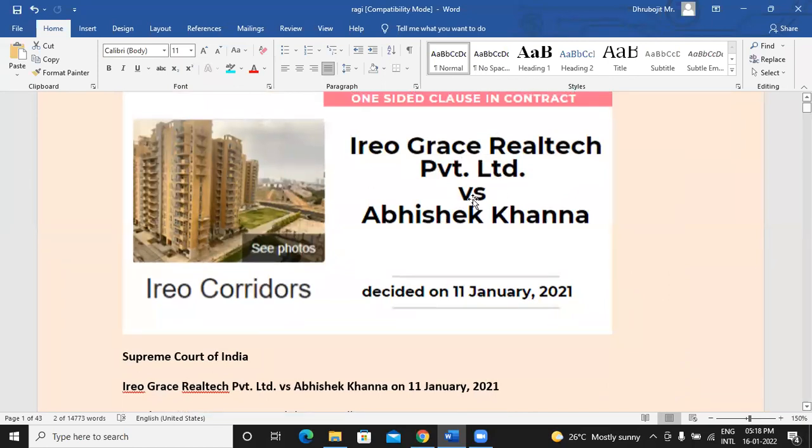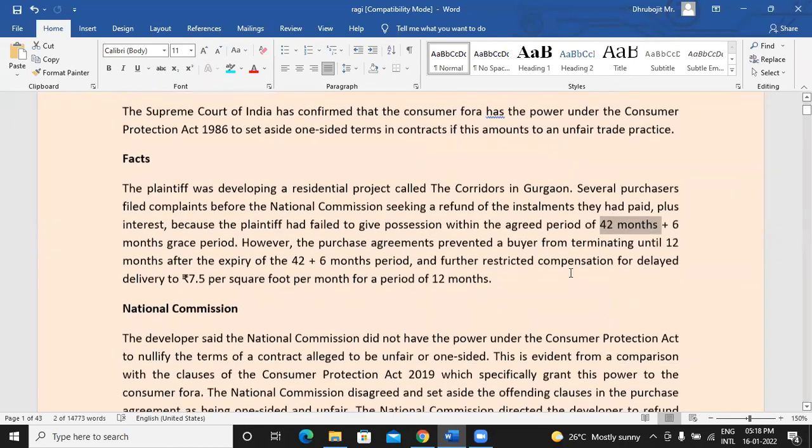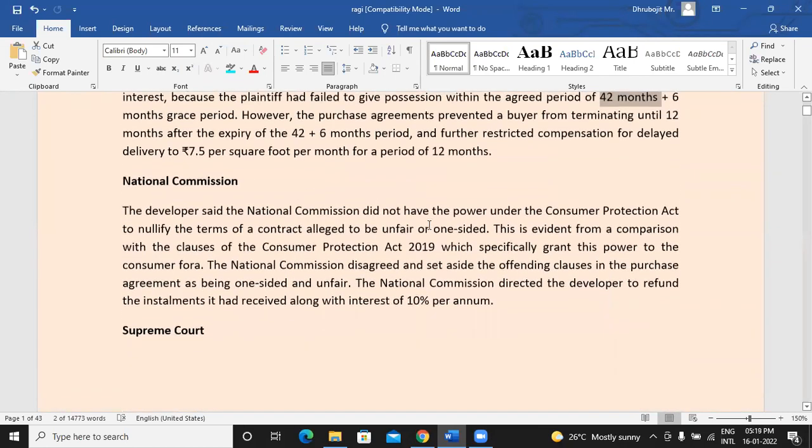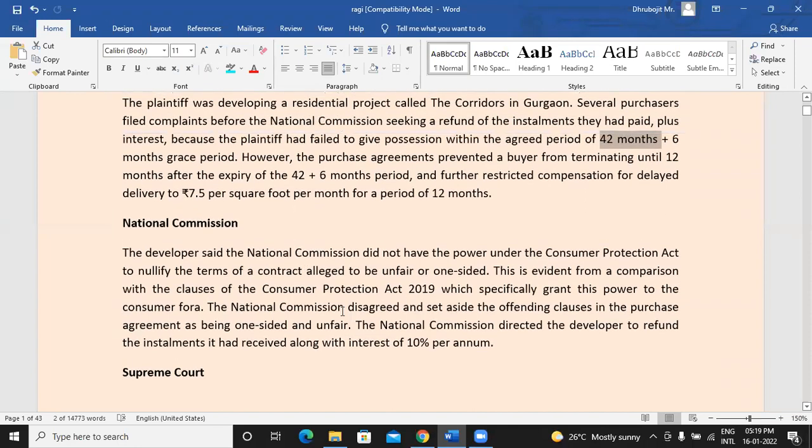consumer forum. We would go to consumer forum either if we are not happy with the service, or if we are not happy with some goods that we have bought. In this case, it was service. Because it was an old case when it was initially filed before the commission, you would not see this provision.